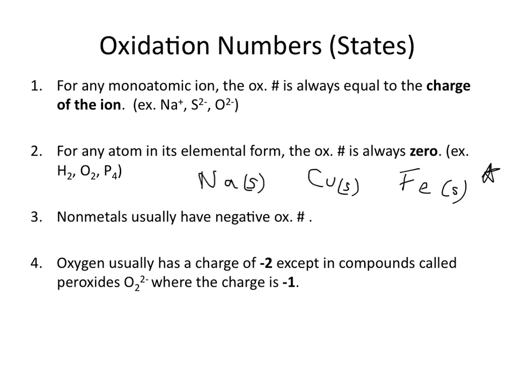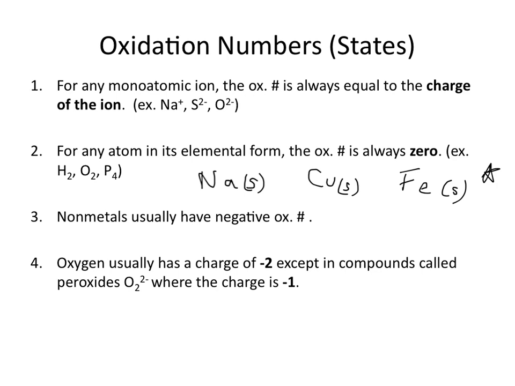Now, number 3 here is basically just a general statement. Generally speaking, most of the time, nonmetals are going to have negative oxidation numbers. So just file that in your memory as you're going through these types of problems. Okay, number 4. Oxygen is usually going to have a -2 charge. That's normally what we see.